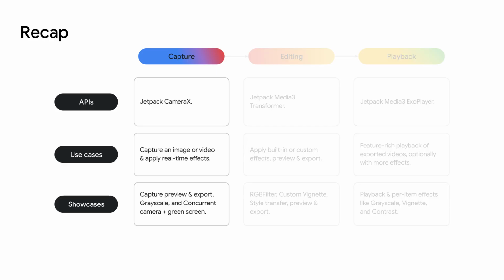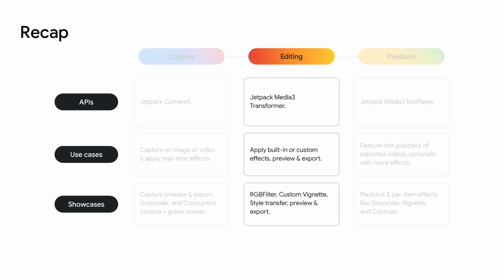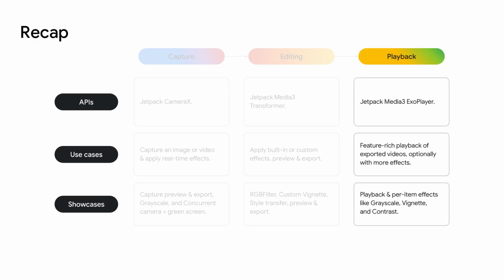First, Donovan walked us through using the Jetpack CameraX library to capture some footage and apply effects to the video in real time, such as the grayscale effect or a green screen effect that uses both the front-facing and the back-facing cameras of the device at the same time. Next, Kristina showed us how to use Jetpack Media3 Transformer to add some extra magic to the video with built-in effects, like the RGB filter, custom effects like a vignette, and even more advanced frame processing like style transfer powered by LiteRT. And lastly, after previewing and exporting our final edited video, we saw how to use the Jetpack Media3 ExoPlayer to play the videos in our Compose-first UI and apply a final round of effects like adjusting the contrast if desired.